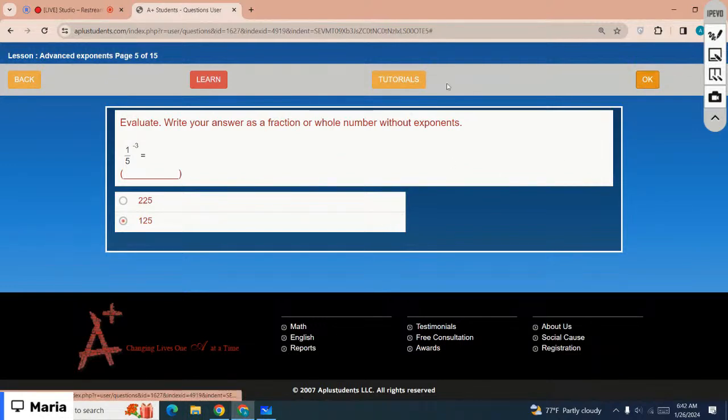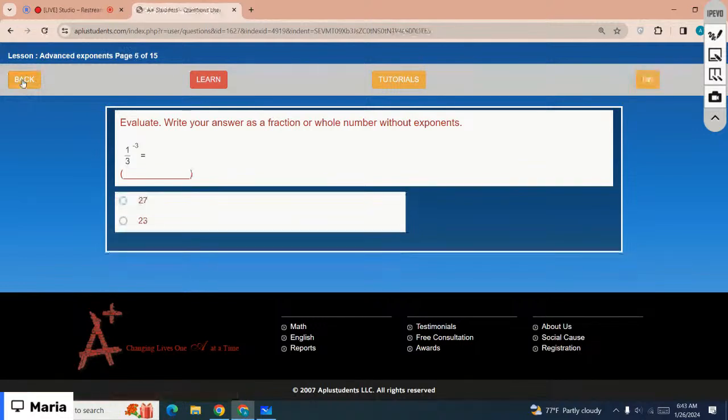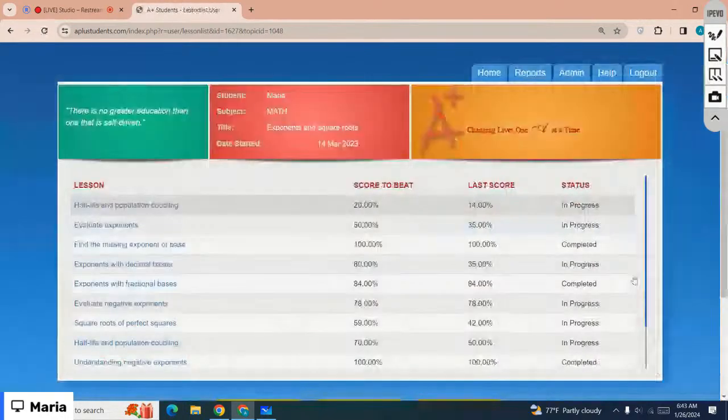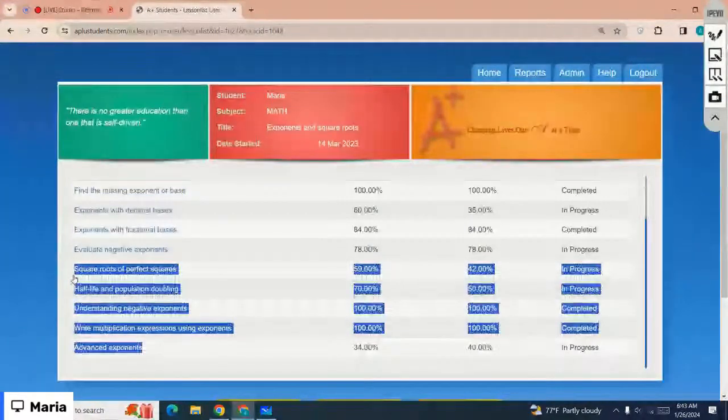Got it? Okay, now you can complete the lesson by yourself later today. So, we were working on grade 6 math. The chapter we are working on is exponents and square roots, and the lessons we have covered today are square roots of perfect squares, half-life and population doubling, understanding negative exponents, writing multiplication expressions using exponents, and advanced exponents, right?